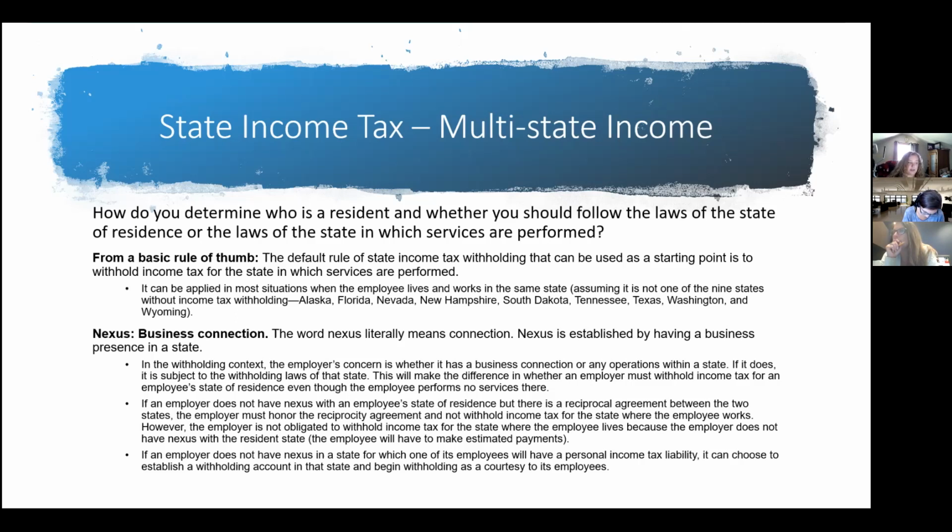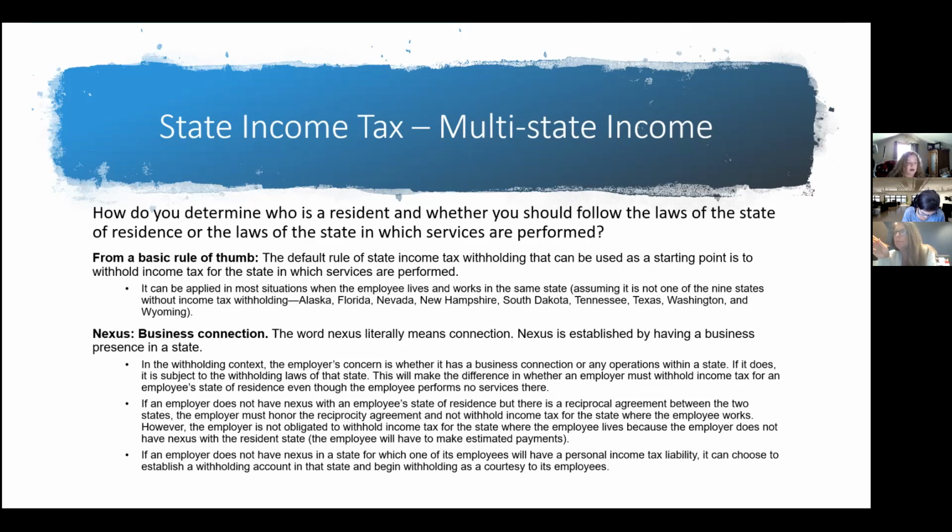So nexus means a business connection. The word nexus literally means connection. Nexus is established by having a business presence in a state. So in the withholding context, the employer's concern is whether it has a business connection or any operations within a state. If it does, it is subject to the withholding laws of that state. This will make the difference in whether an employer must withhold income tax for an employee's state of residence, even though the employee performs no services there.